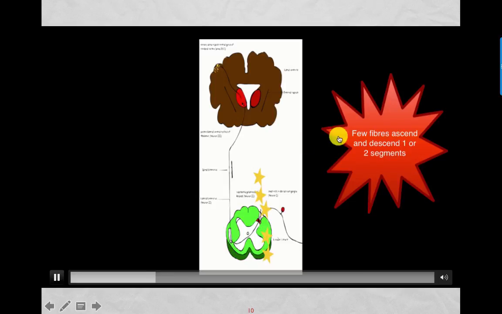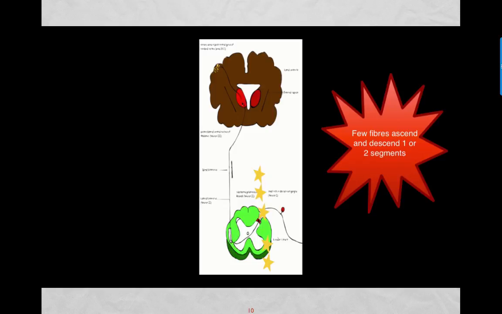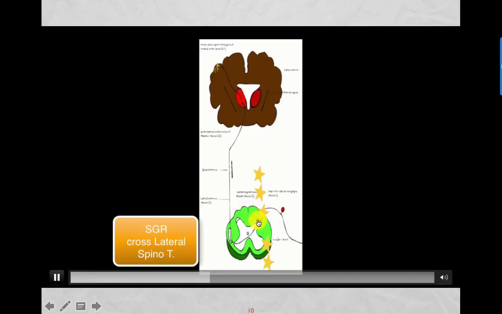Some of the fibers will ascend 1 or 2 segments, and some will descend 1 or 2 segments to form the Lissauer's tract that will finally end in the second order neuron, which is the substantia gelatinosa of Rolandi. Then the axons will cross to the other side to form the lateral spinothalamic tract, passing through the gray commissure and white commissure to reach the lateral spinothalamic tract.